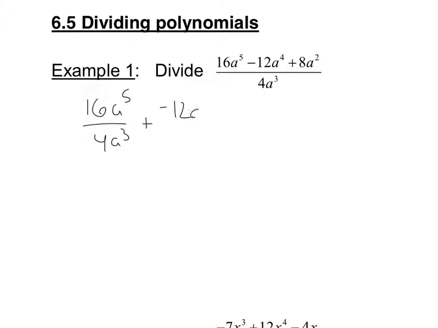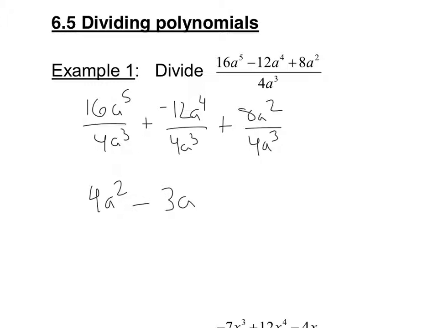Plus negative 12a to the fourth, 4a to the third, plus 8a squared, over 4a to the third. Because this is 4a squared, because 16 divided by 4 is 4, and a to the fifth divided by a to the third is a squared, because remember you subtract. And this is going to be minus 3a plus 2 over. Now, this is where I think it's nice, because see how you have a to the third on the bottom, a squared on top, so it's larger, so it's going to be 2 over a. Okay? Let's take a look at another example.